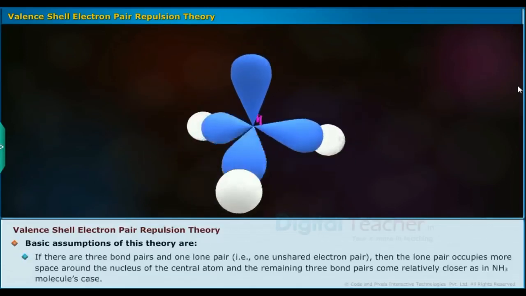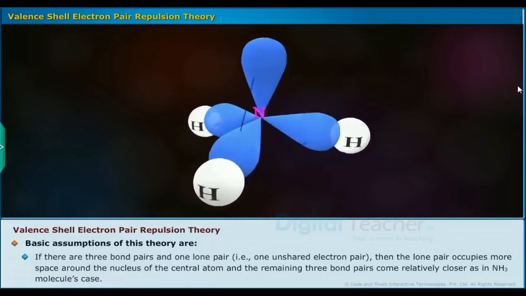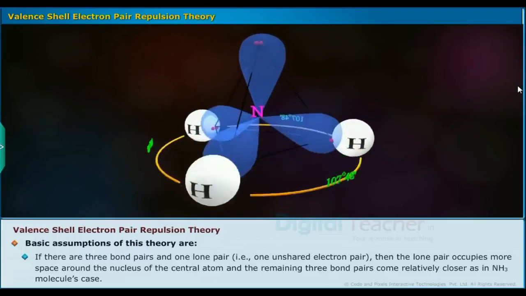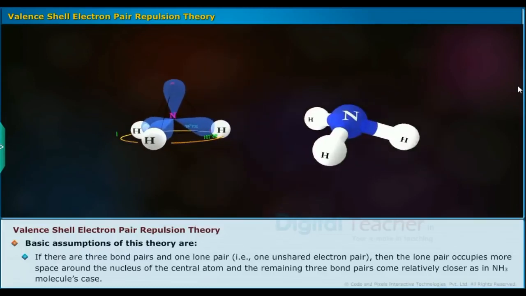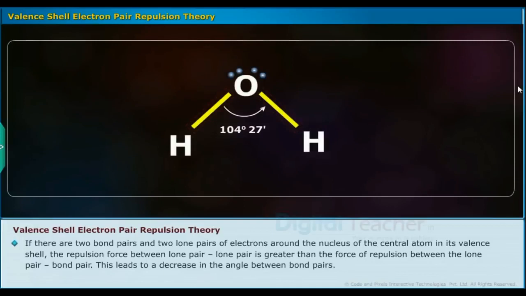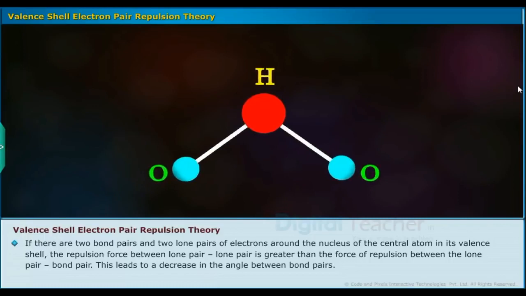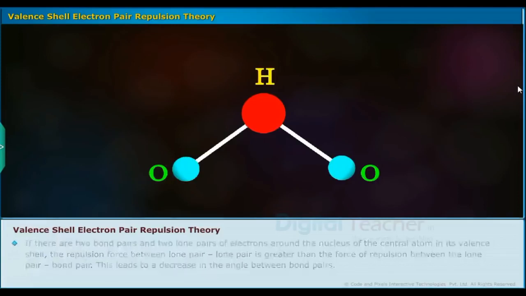If there are 3 bond pairs and 1 lone pair, that is 1 unshared electron pair, then the lone pair occupies more space around the nucleus of the central atom, and the remaining 3 bond pairs come relatively closer, as in the ammonia molecule. If there are 2 bond pairs and 2 lone pairs of electrons around the nucleus of the central atom in its valence shell, the repulsion force between lone pairs is greater than the force of repulsion between lone pair and bond pair. This leads to a decrease in the angle between bond pairs.